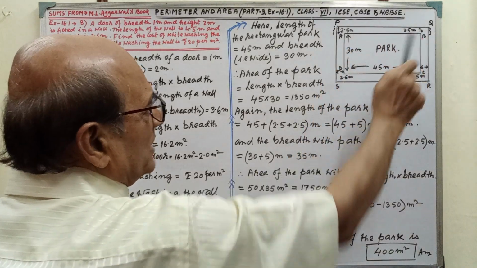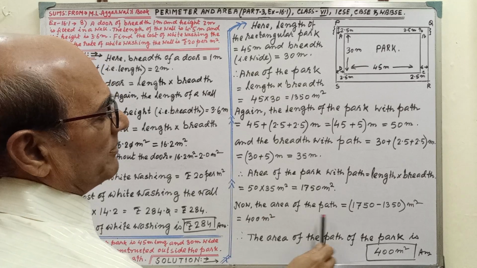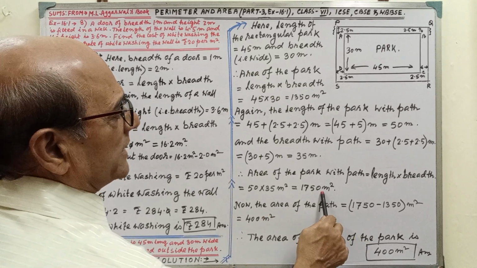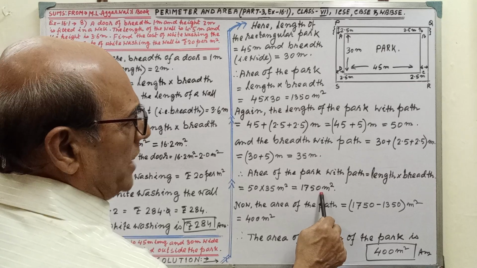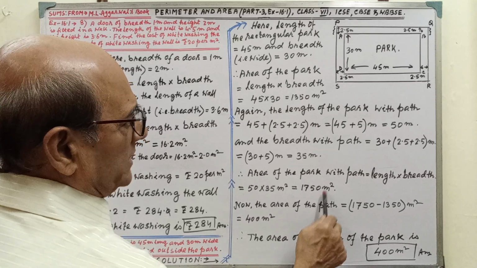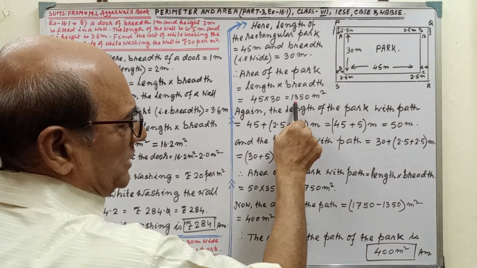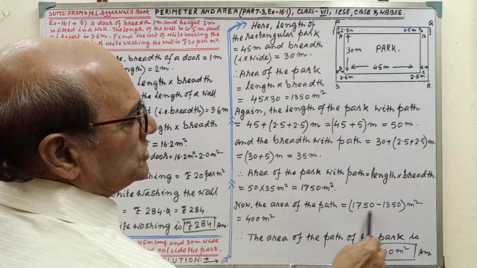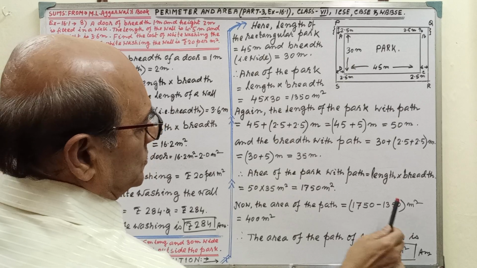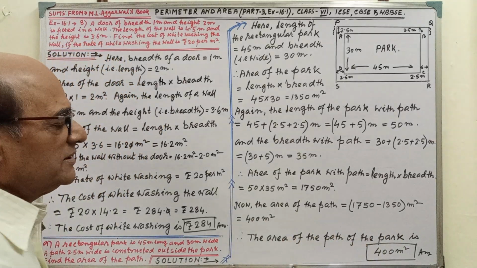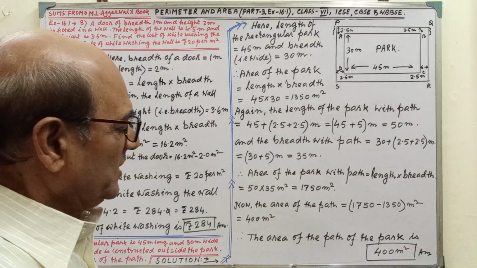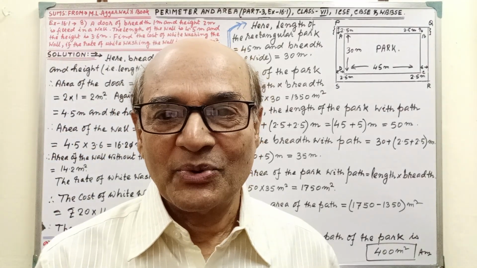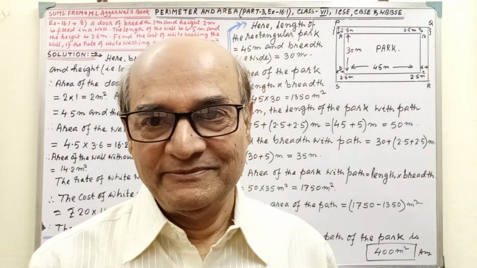Now the area of the path: from the area we are getting with path, we have to subtract the area without path, that is 1750 minus 1350. By subtraction we are getting 400 meters square. Therefore the area of the path is 400 meters square.